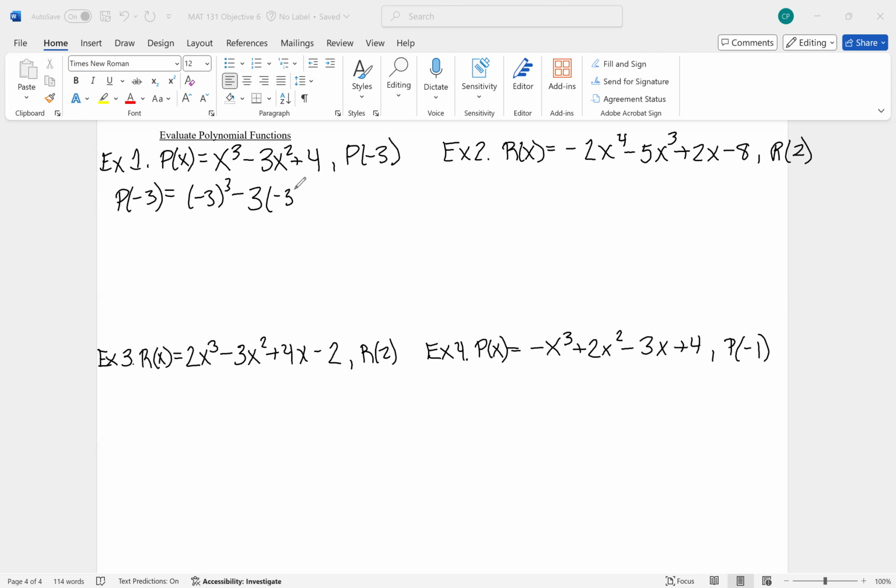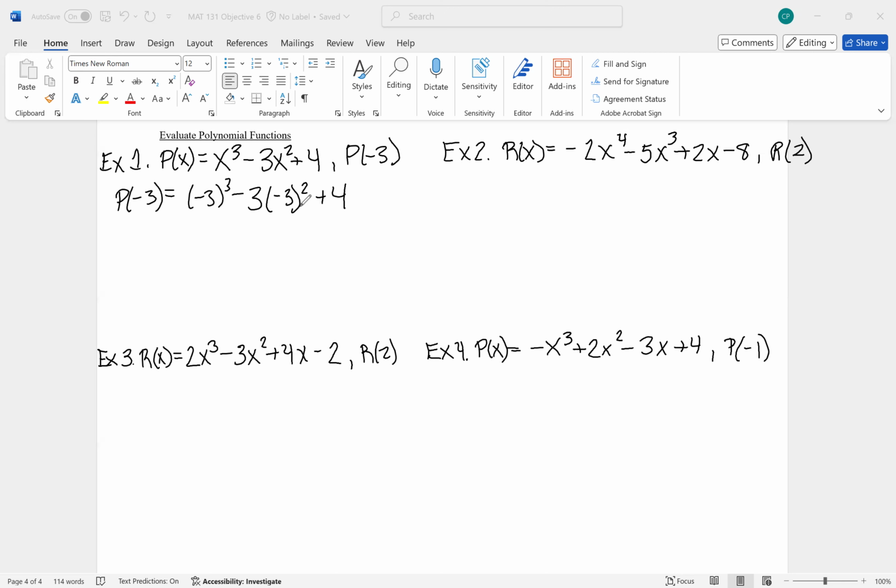Now for this example, I'm going to do this the way that most of you all try to plug this in. And for my next example, I'm going to show you my recommended way. But as you saw, I did make sure that everywhere I had an x, I plugged in a negative 3 and I made sure to put it in parentheses, okay? That is going to help you make sure that you do not mess the problem up.